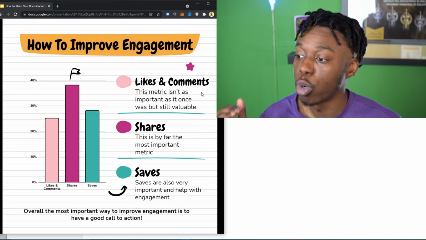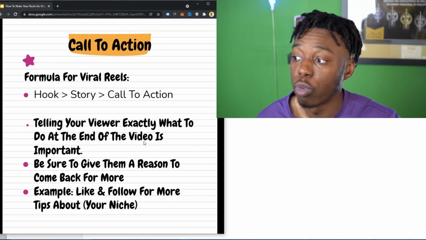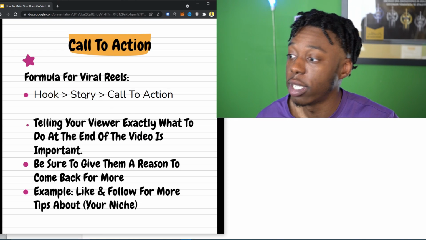To get more likes, more shares, and more saves, not only do you have to be presenting good, important information that people like or find valuable, but you got to end off the video by telling the viewer what to do, and this is called the call to action. So the formula for viral reels really just comes down to this 3-step method right here: hook, story, call to action. You spend about the first 1 to 3 seconds hooking your viewer. So start off with a bold statement, an engaging question, then go straight into the story of your video, whatever it is, if you're providing value, if you're talking about your life story or whatever.